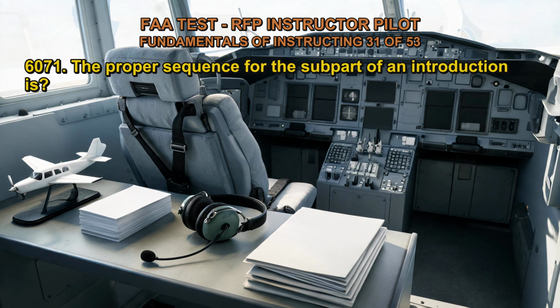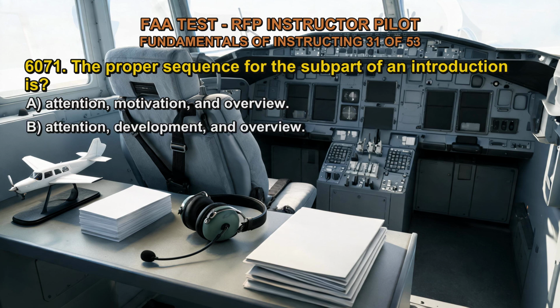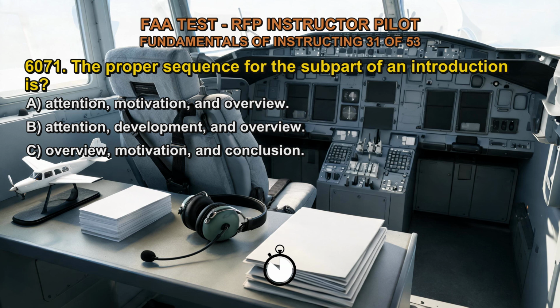6071. The proper sequence for the subparts of an introduction is: A. Attention, motivation, and overview. B. Attention, development, and overview. C. Overview, motivation, and conclusion. The correct answer is A.